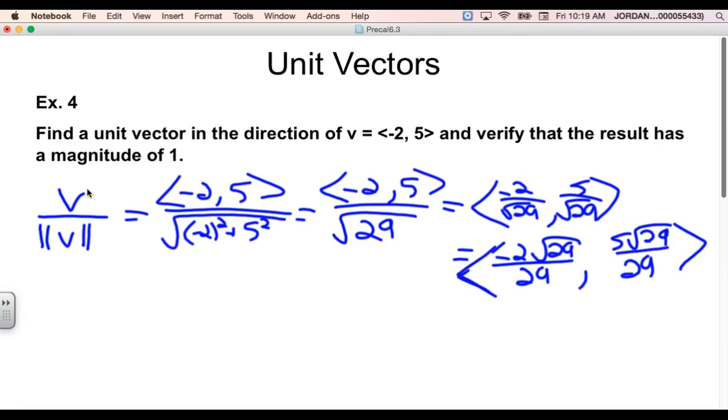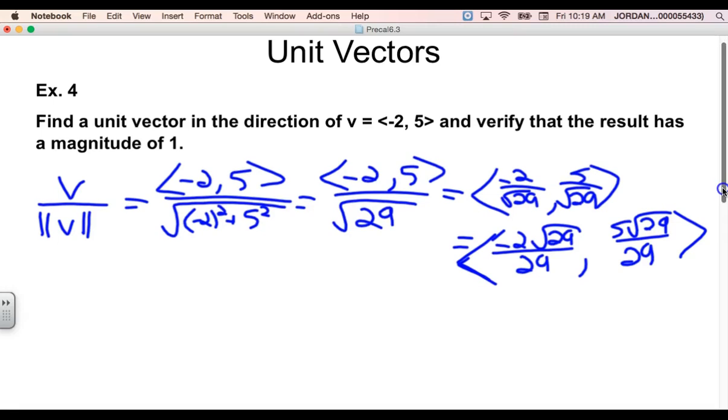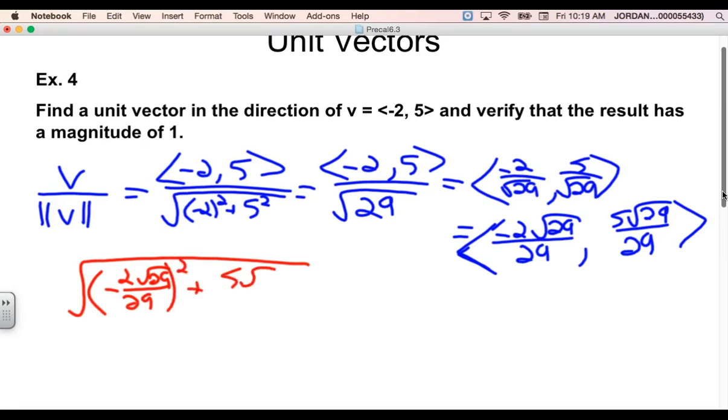This vector is going to go in the same direction as -2, 5, but now its magnitude is just 1. It's just 1 unit long. The second part says to verify that it has a magnitude that is just 1. So to verify that, we're going to take this new unit vector we found and find its magnitude, which should be 1. We'll use the same formula, the square root of -2 square root of 29 over 29 squared plus 5 square root of 29 over 29 squared.